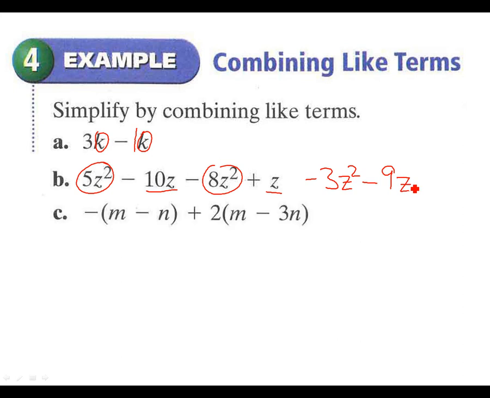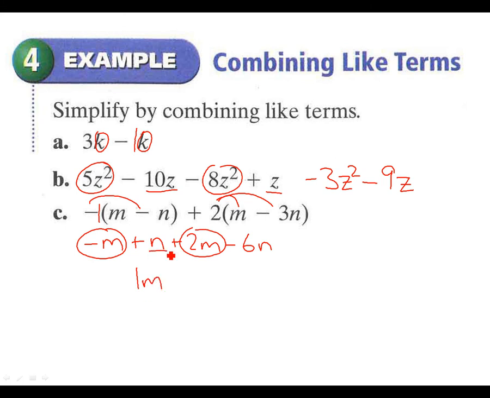Try one more. All right, we got to distribute first. So this is negative m. Remember, a negative times a negative is a positive, plus, we're going to distribute again, 2m. 2 times negative 3 is minus 6n. Let's put these together. What are our like terms? m and m. Negative m plus 2m is positive 1m. And then we got to go with our n's. We've got 1 minus 6, so that's minus 5n. And that's what we should end up with.